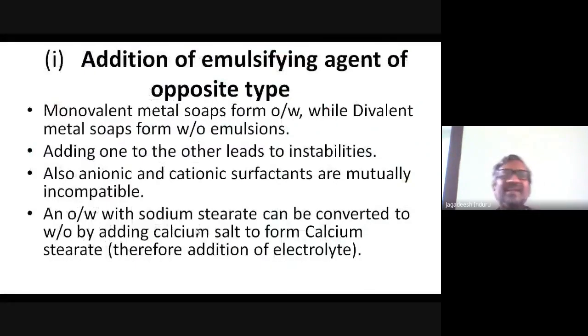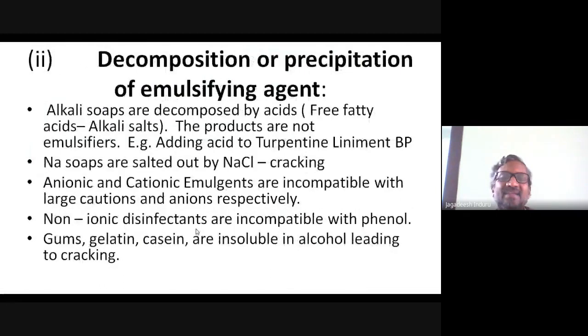The second is decomposition or precipitation of the emulsifying agent. This is caused by the salting out effect. Say for example, you have alkali soaps, whether sodium, potassium or calcium. If you are adding sodium chloride to it, we know the zeta potential, the concept of repulsion and attraction. So when you add more salts like sodium chloride, it will cause a salting out effect on that emulgent. It will cause the removal and precipitation of the emulgent, causing the emulsion to crack.